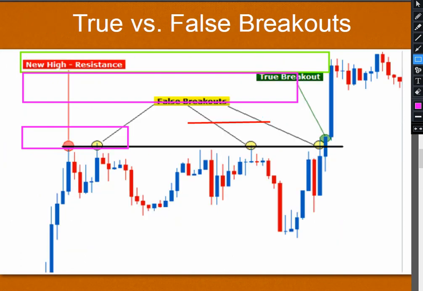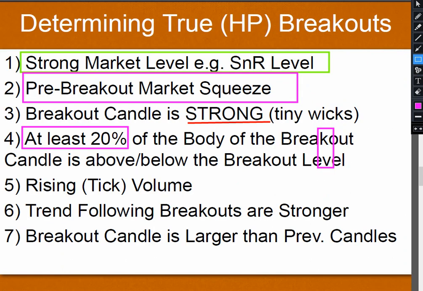Look at this particular slide. If you look at this candle, the breakout candle, you can see about 50% of the body is above the level. And to me, that's a very strong breakout. Okay? That's a very strong breakout. So then what is the next criteria?